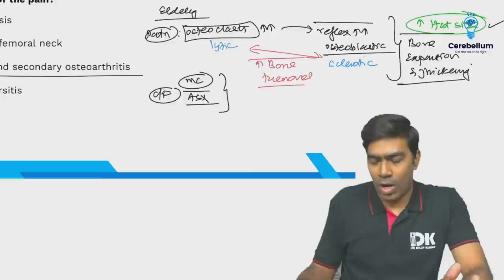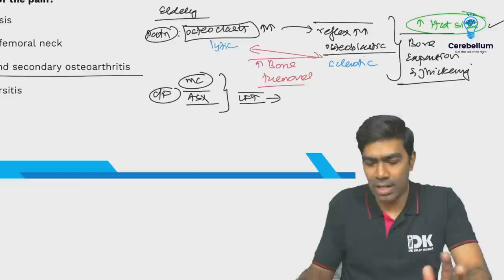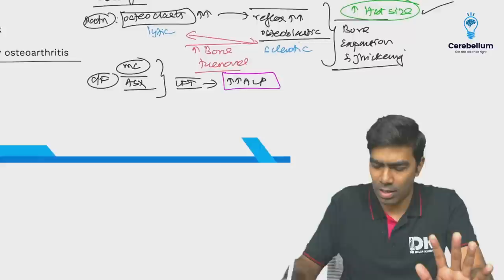So how will you pick up then? You'll do a routine LFT, maybe for a master health checkup. In the routine LFT, you will see an increase in alkaline phosphatase. Only an isolated increase in alkaline phosphatase. Everything else will be normal. So in exam, they'll give a normal GGT.